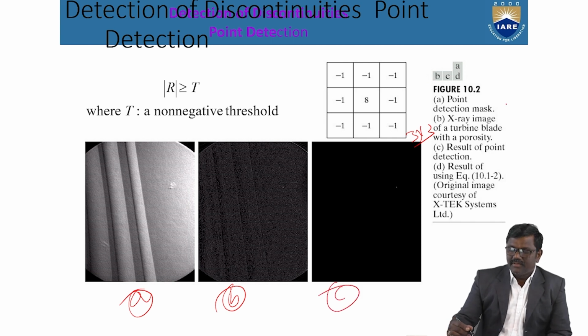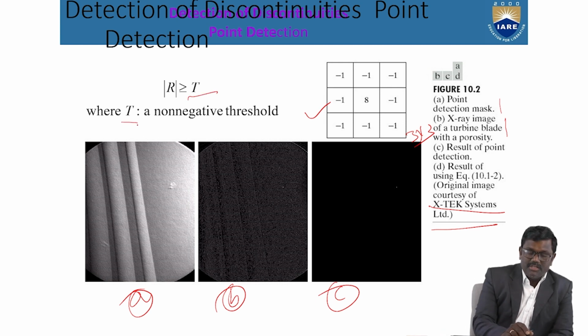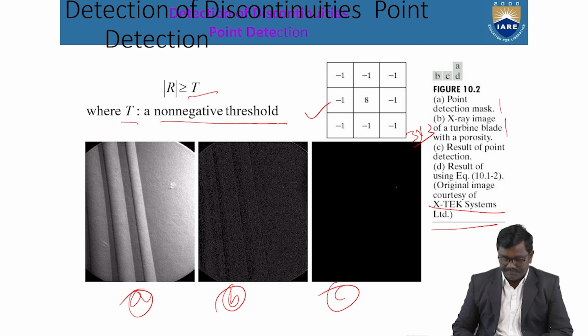What does A say? A is a point detection mask. What does B say? It is an X-ray image of a turbine blade with a porosity. What does C say? It is the result of point detection. To understand the resulting information, we compare it with the original, treating the value X in terms of matrices by comparing with a certain threshold, where T is a non-negative threshold value.